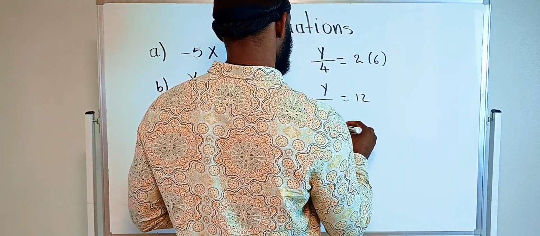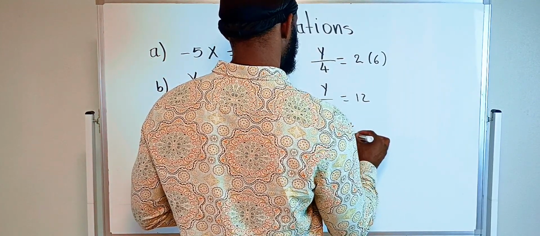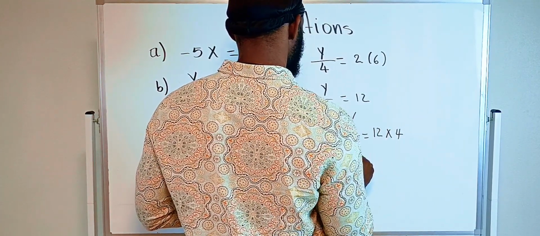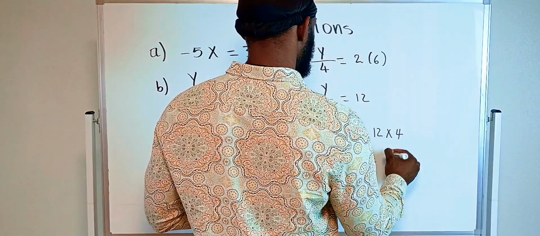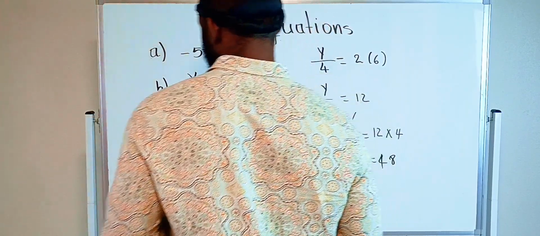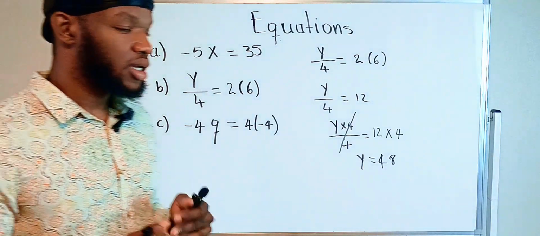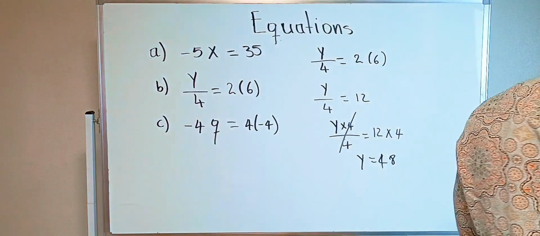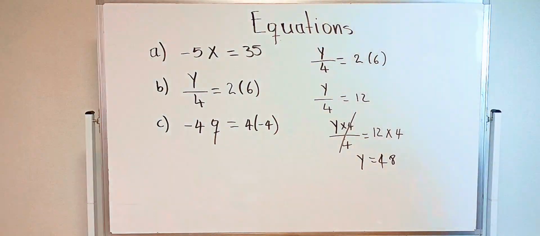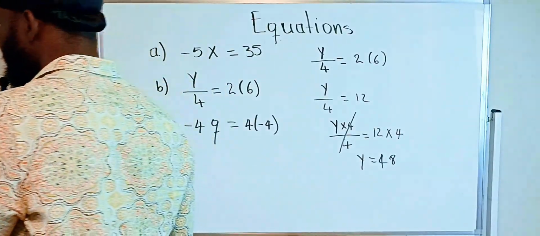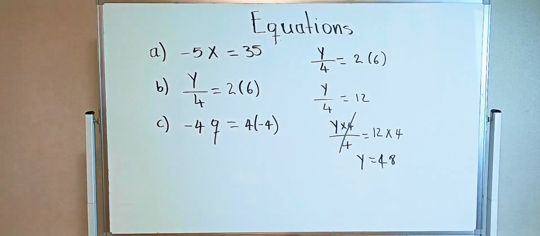So we got y over 4 multiplied by 4 equals 12 multiplied by 4. Right now we got y equals 48, which is the answer for that. So you see, easy thing. We just have to make sure that you got the variable on one side, or in one member, by itself, without anything else, just by itself.